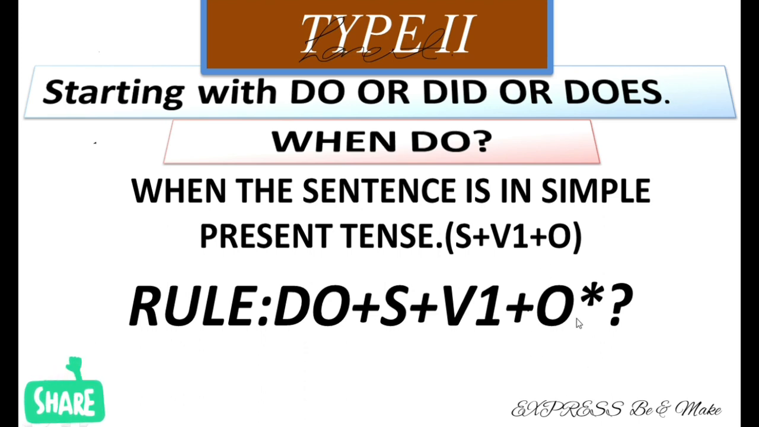Here you can see one star mark is given at the head. Why is the star mark there? Okay, about this star mark mystery I will solve it a little later. So the sentence will start with "do" when the sentence is in simple present tense, or if the sentence structure is like this.